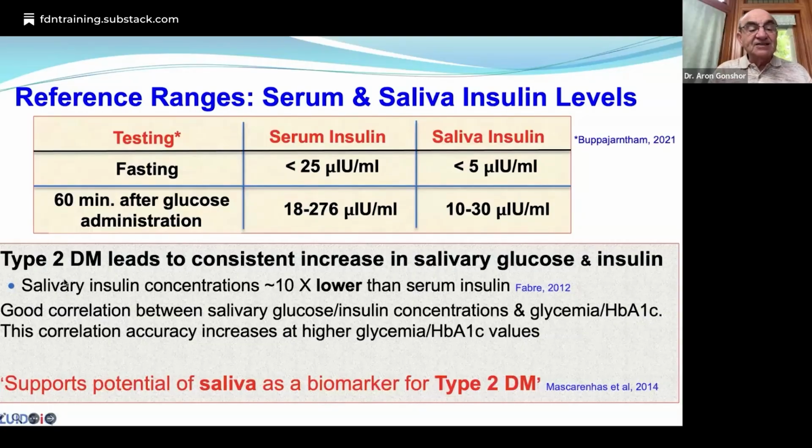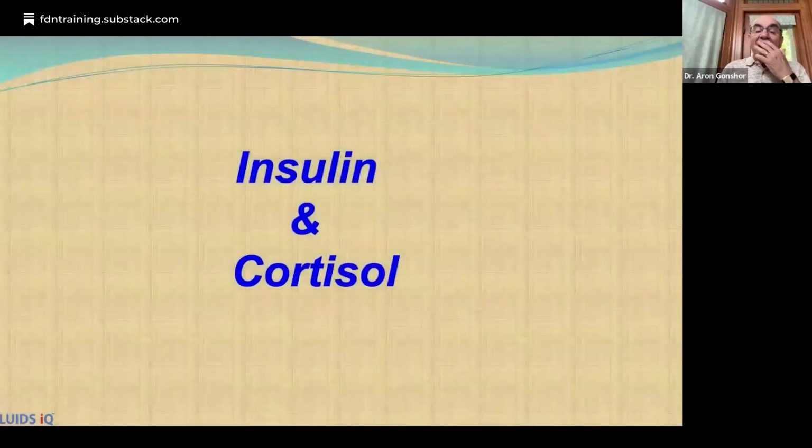In fact, salivary insulin concentrations are 10 times lower than they are in serum, but they are there and they are quite accurate, which therefore supports this potential of saliva, as this study said, as a biomarker, not just for non-diagnostic testing, but you can actually use it for diagnostic testing for type 2 diabetes. That's how accurate it is.